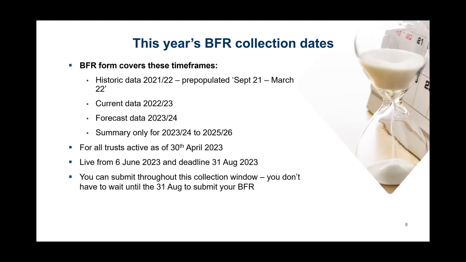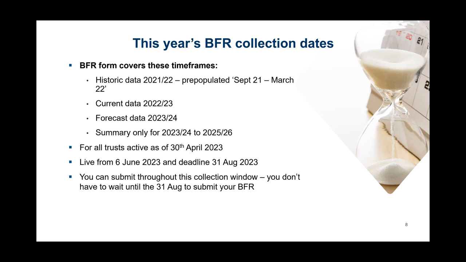So yeah, this year's collection dates. The form covers these timeframes. As I said earlier, we've got the historic one, last year's data, where it will split between the financial and academic year, and we use this for the 22-23 financial year. You'll find the first column's pre-populated for trusts, based on your previous year's data. Then the current year that you're in, which helps us prepare for next year's financial year returns. And then the 23-24 academic year, which is the year on in detail, so your next academic year, and then years 4 and 5, which are in summary only.